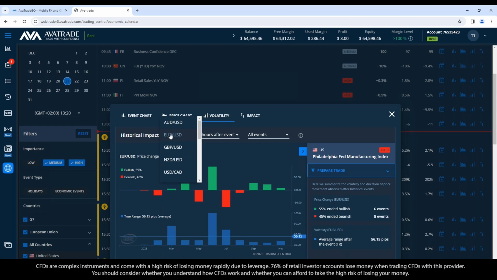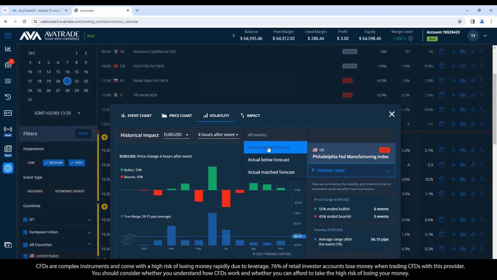We can use any pairing we want with the USD. We can do different time frames after the past announcements to see how it moved after the last announcements. Let's leave the longest time frame, 4 hours, and we can qualify: did the announcement come in better than expected, worse than expected, or as expected? Okay, if we leave it on all events, it's pretty much 50-50. It went up about half the time, went down about half the time after the numbers came in. But if we start to qualify it and say, what if the manufacturing index comes in better than expected, above forecast?